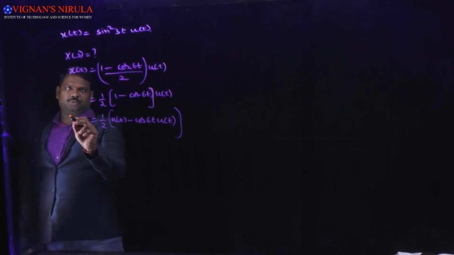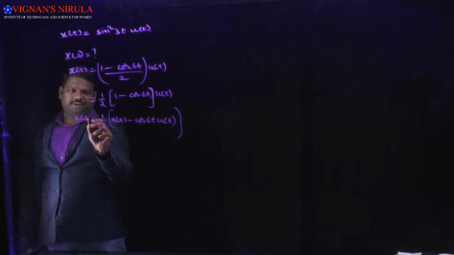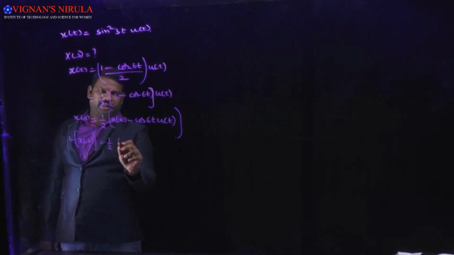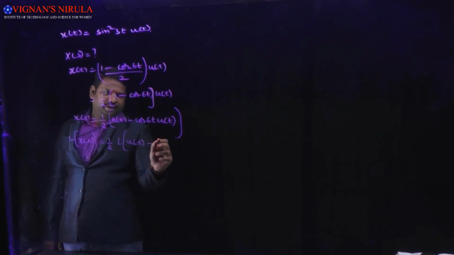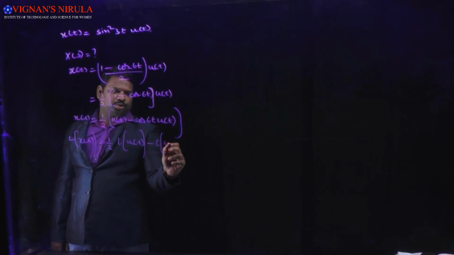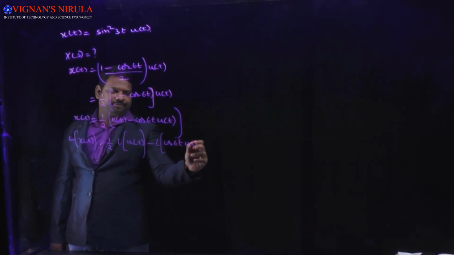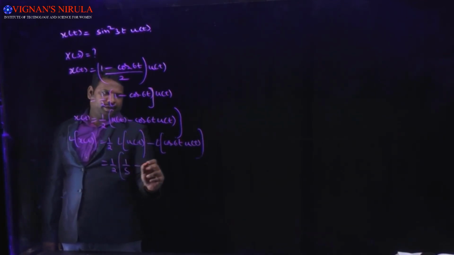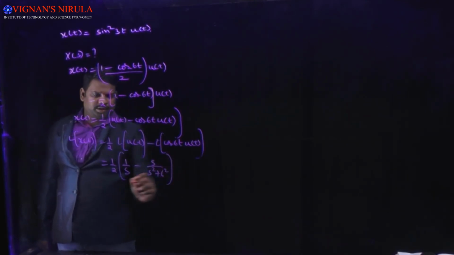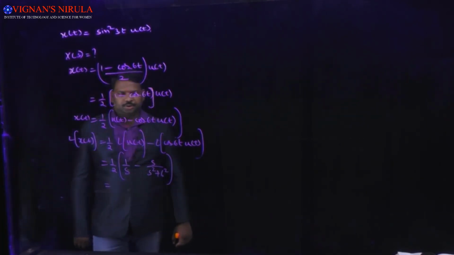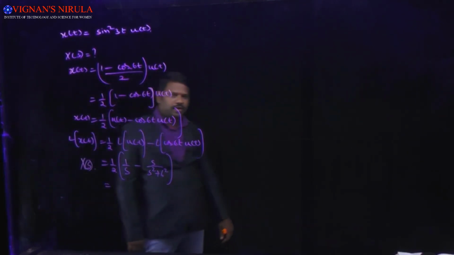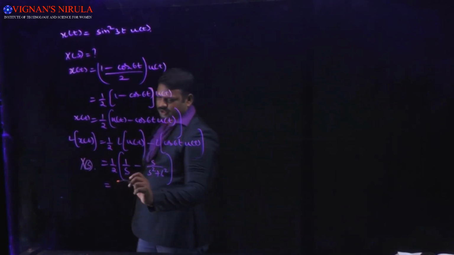Therefore, to take the Laplace transform of x of t, keep that 1 by 2 outside. First the Laplace transform of u of t minus the Laplace transform of cos of 6t u of t. Therefore 1 by 2 into (1 by s minus s by s square plus 6 square). That is your corresponding Laplace transform x of s. If you simplify that expression, we will get the Laplace transform simply.